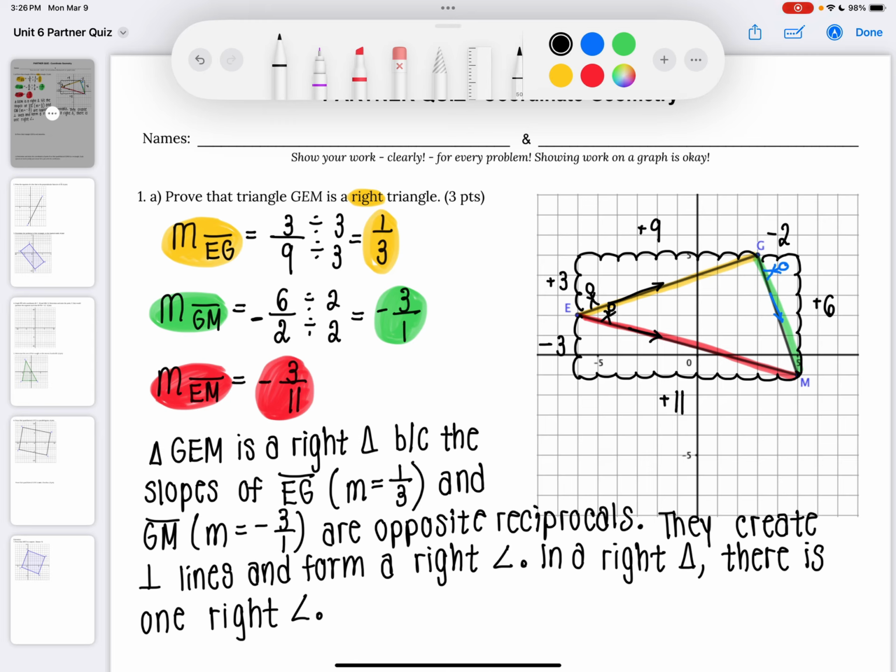So I'm going to read it to you one more time. Triangle GEM is a right triangle because the slopes of line segment EG, which is 1/3, and line segment GM, which is -3/1, are opposite reciprocals. They create perpendicular lines and form a right angle. In a right triangle, there is one right angle. So therefore, we know that triangle GEM is a right triangle.